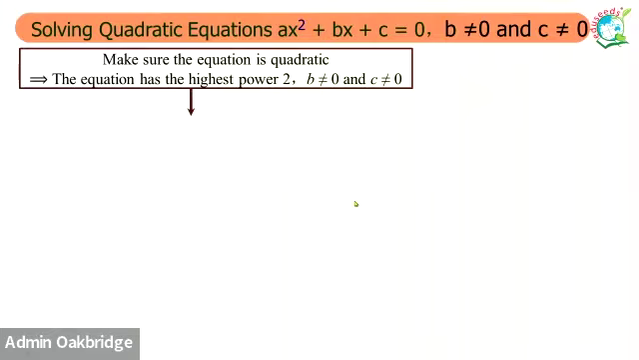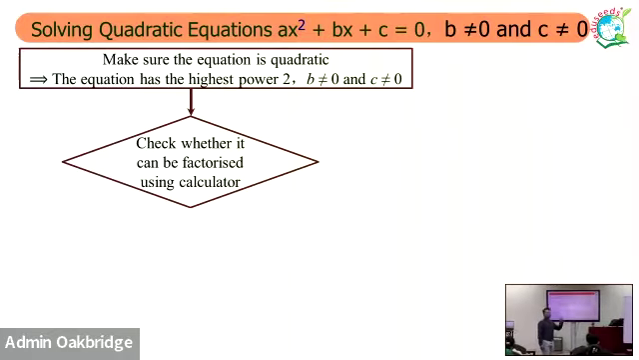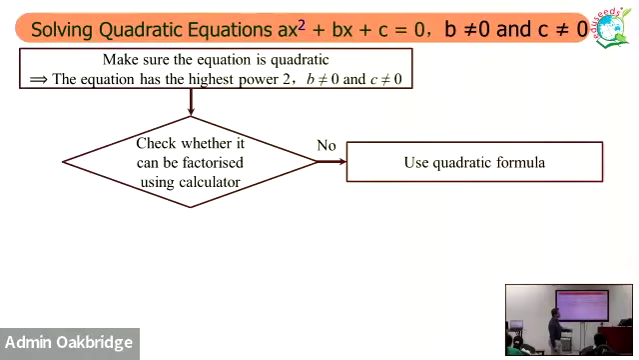All right. So after you recognize that it is a quadratic equation, whereby b is not equal to 0, c is not equal to 0, the next thing you check is whether it can be factorized or not. How do we know whether it can be factorized? You can use the calculator. If the quadratic equation is very simple, the values of the coefficients are very small, you still can use guess and check or trial and error. But if the values are too big, then it's quite impossible to do guess and check. You have to use the calculator already. So check whether it can be factorized or not. If no, then you have to use the quadratic formula already.